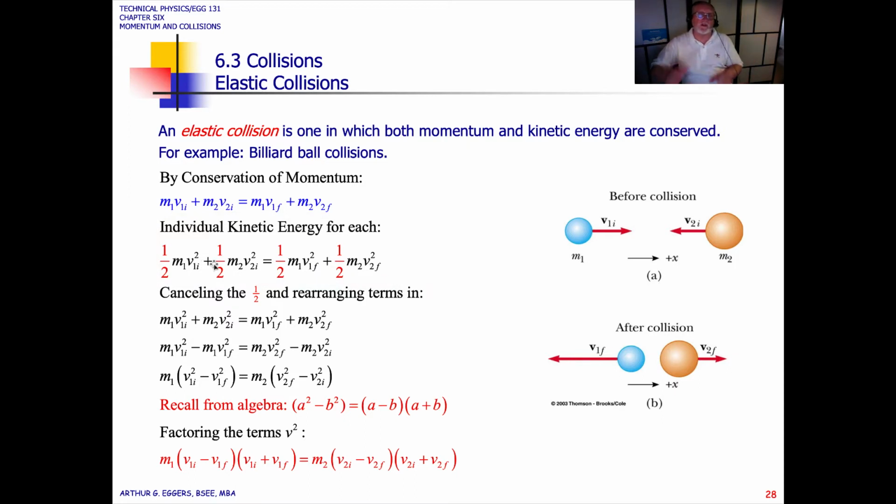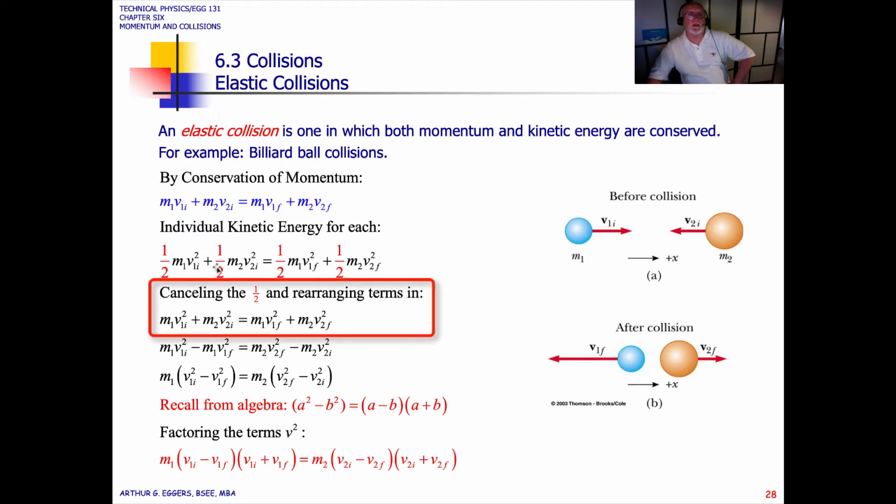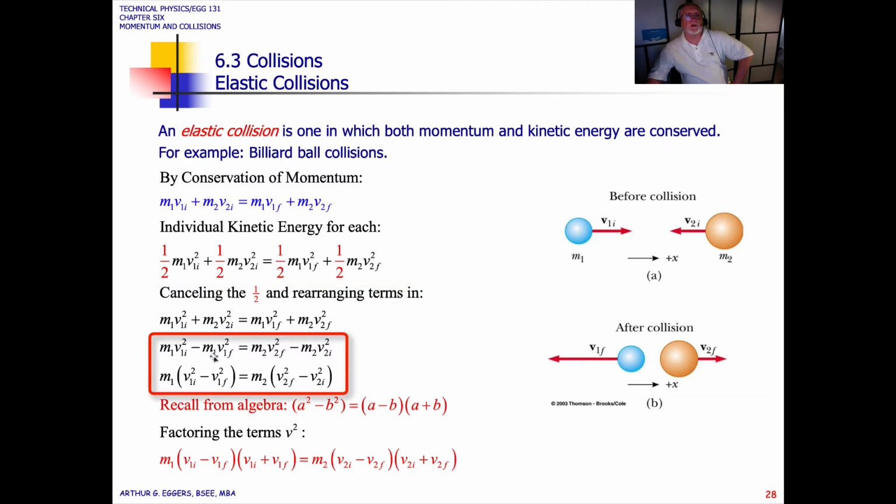So what we're going to do is some manipulating here so that we can solve for these types of problems. The first thing, just like we did before with the masses, we can cancel out the 1/2s. So we're removing all of the 1/2s, and we're going to rearrange the terms. And what we're going to see is it's going to kind of look like what we've got on top here for conservation of momentum. So now we have mass 1, velocity 1 initial squared, plus mass 2, velocity 2 initial squared, and the same thing on the other side, but finals.